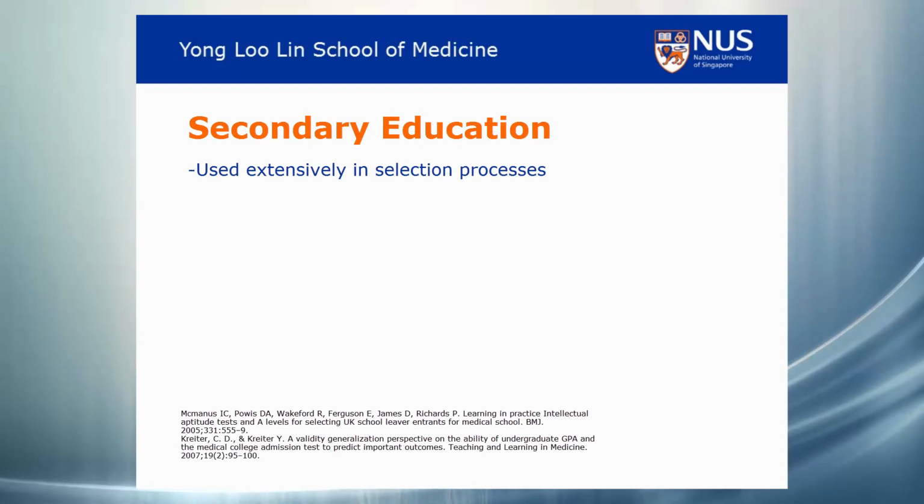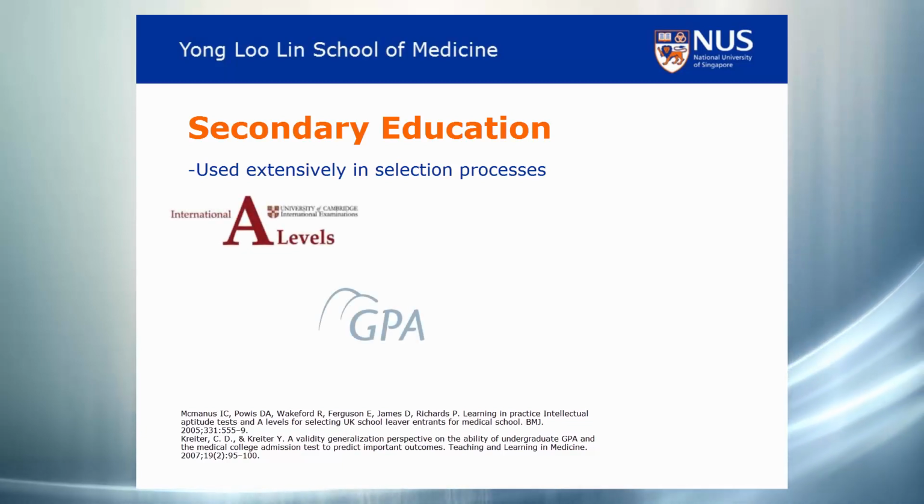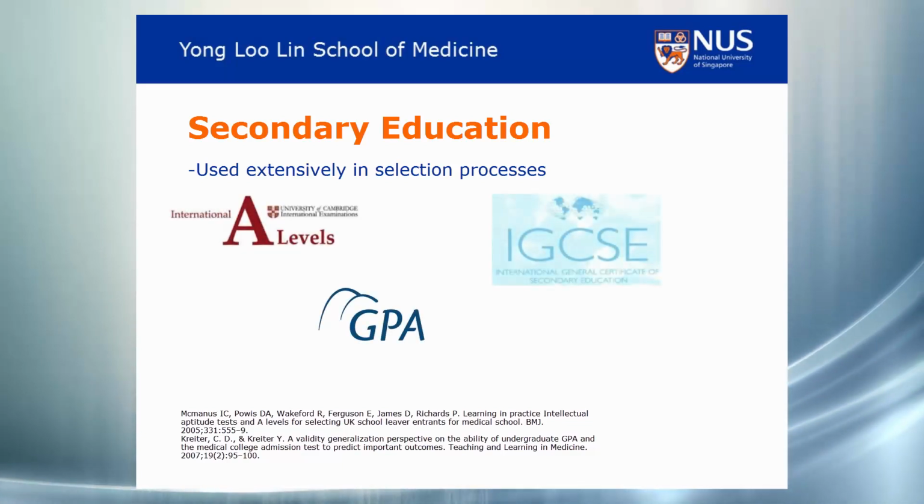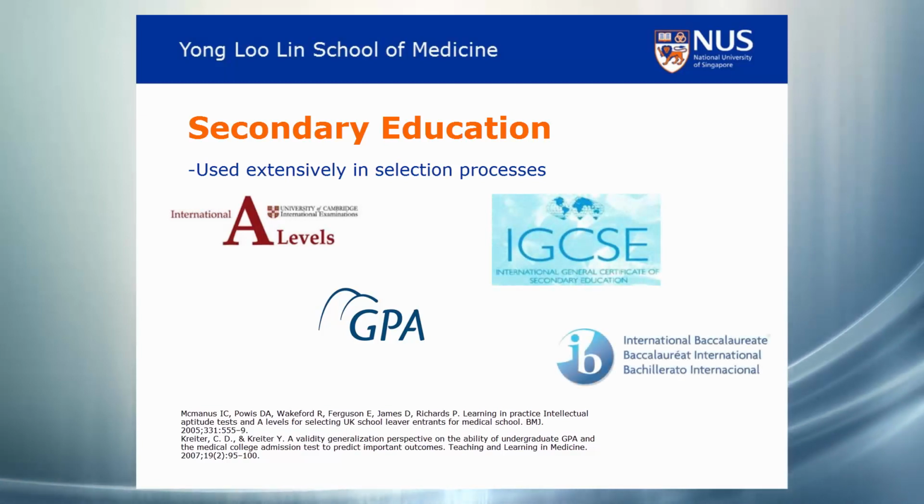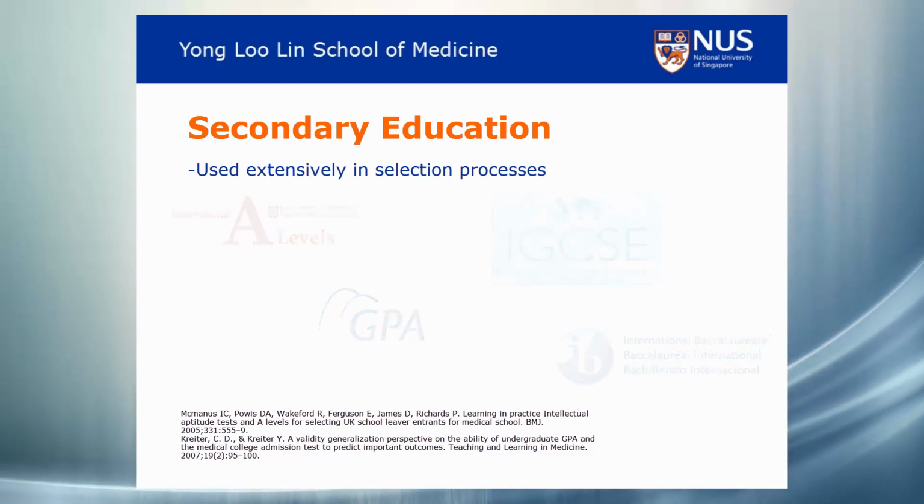Well, the very first, very extensively used and popular for a long time, are the secondary education grades. These are, for example, the A levels or your GPA scores in high school, the IGCSE or the International Baccalaureate exams, etc. So these are the high school grades, how you perform in your school. This is also technically known as what we call crystallized knowledge, the knowledge specific to a content area.